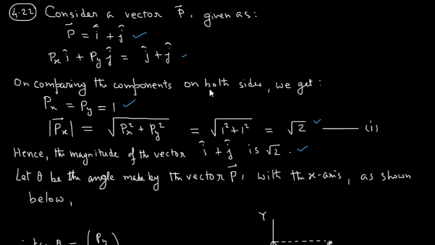So the solution for 4.22 is: consider a vector p given as p is equal to i plus j. So px i plus py j is equal to i plus j. On comparing the components on both sides, we get px is equal to py is equal to 1. Modulus of p is equal to square root of px square plus py square, which is equal to square root of 1 square plus 1 square, that is root 2, equation 1. Hence the magnitude of the vector i plus j is root 2. And let theta be the angle made by the vector p with the x-axis as shown below.